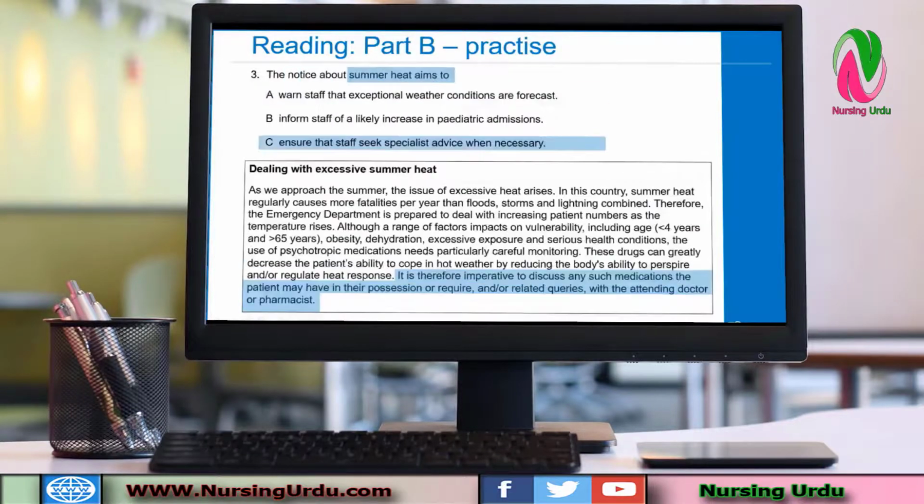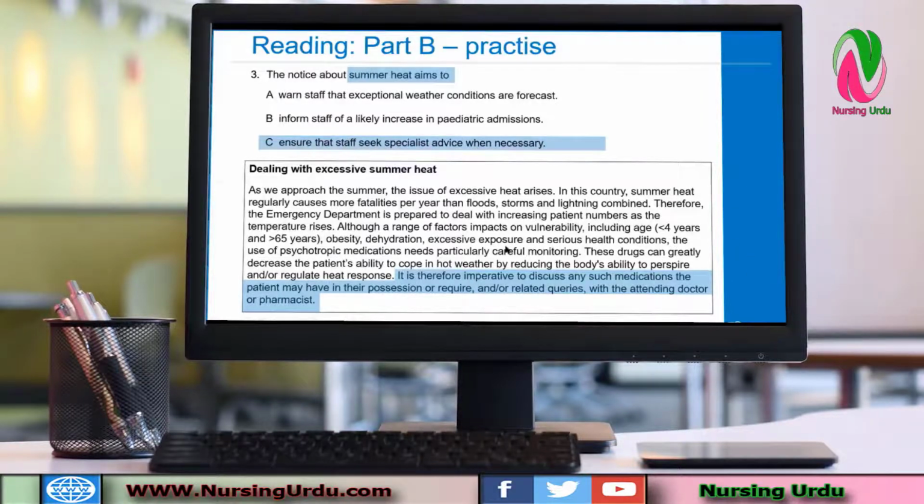Right, moving on to number 3. This is about dealing with excessive summer heat. So never overlook the fact that if they've given you a title, that's also helpful information, letting you know what the text is generally about. So the notice about summer heat aims to. So what is the aim of this notice in regards to summer heat?